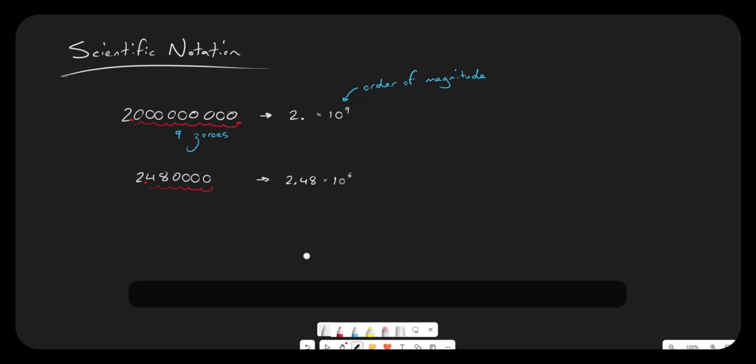I did put up a couple of practice tools for you in the lesson doc. If you are not comfortable with this right away, then take a moment and run through those and give it a shot. The same works for really small numbers. So maybe I've got a number like this.